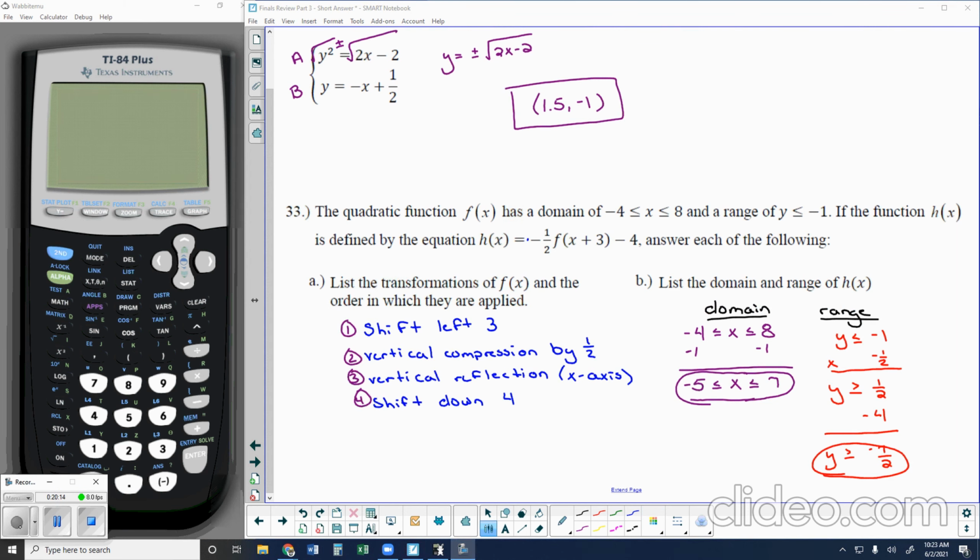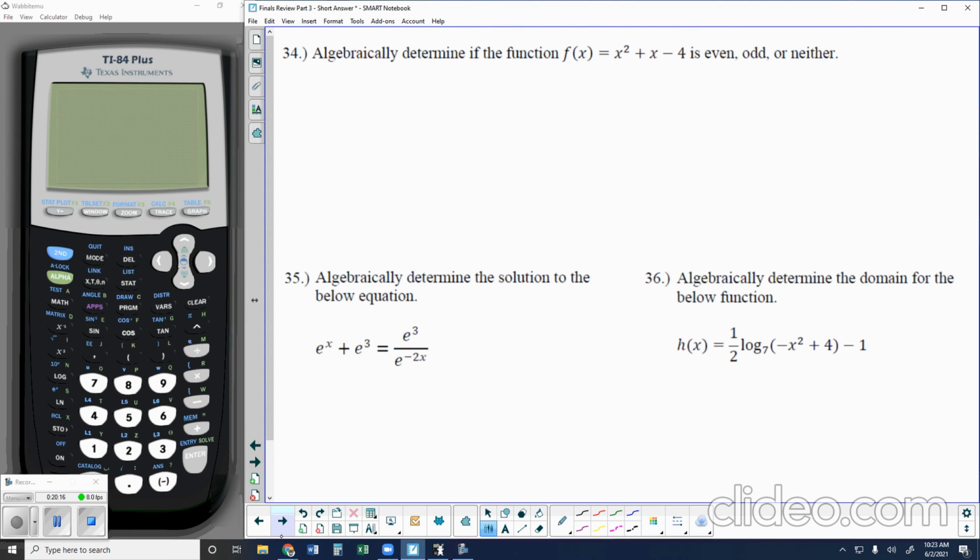Let's go ahead and take a look at another example problem here. In problem 34, it says to algebraically determine if the function f of x equals x squared plus x minus 4 is even, odd, or neither. Well, remember the relationship for even and odd functions.